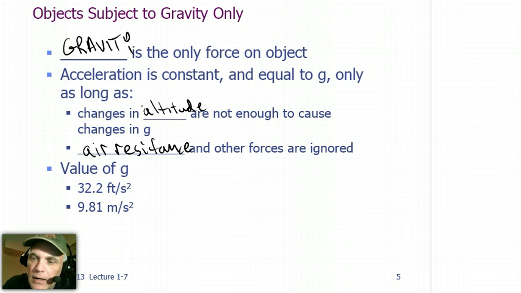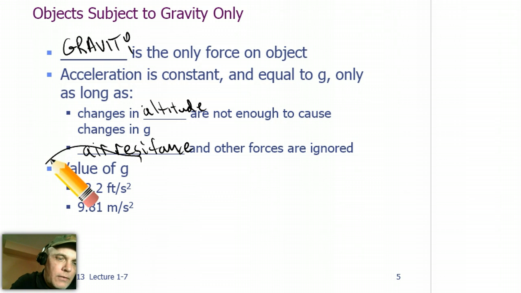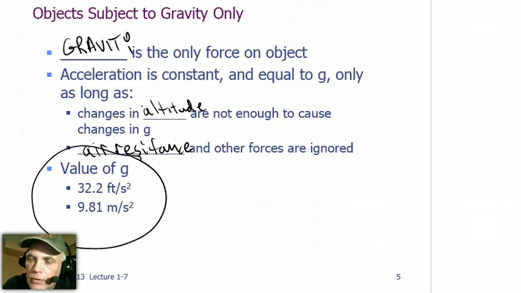And of course, ignoring air resistance, the only force on an object that's falling would be gravity, and gravity is, to a very good approximation, constant. Here are our values: 32.2 feet per second squared. Again, that's an approximation based on your altitude, but we'll use that number unless told differently. The equivalent is 9.81 meters per second squared for SI.